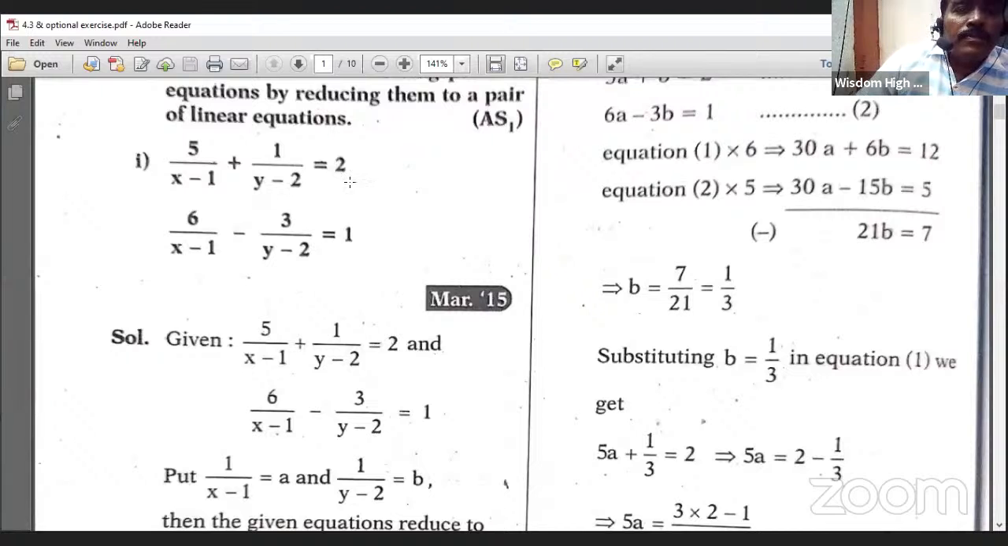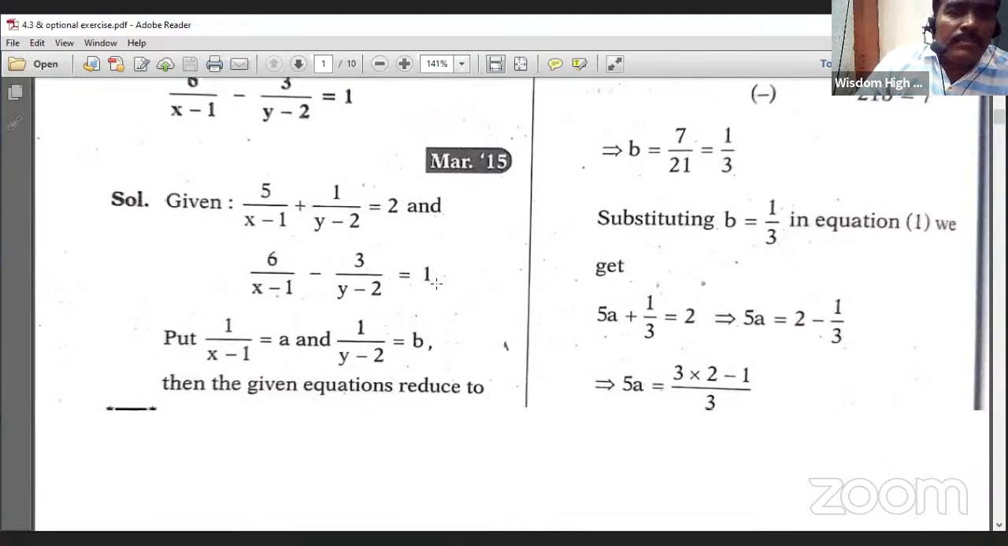This is the question. Now, this is not in the form of a linear equation in two variables, general form. First of all, you have to write this information. After that, you have to observe one thing, students. See here, you have to observe these two equations: this is the first equation, this is the second equation. In the two equations, something is common. Denominator is x minus 1. That means 1 by x minus 1, 1 by x minus 1, 1 by y minus 2, 1 by y minus 2.